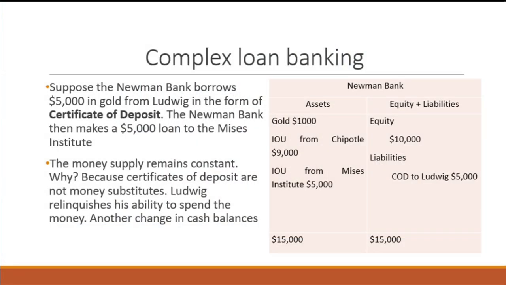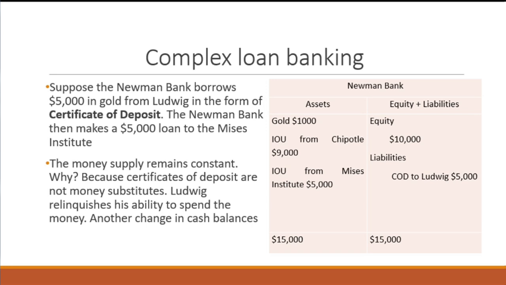We can look at a little bit more complex loan banking, where now the bank isn't lending out its own money, but it's borrowing money from someone else and then turning around and lending it. So suppose the Newman Bank borrows $5,000 in gold from a certain Ludwig in the form of a certificate of deposit, right? And then the Newman Bank makes a $5,000 loan to the Mises Institute. So Ludwig is going to loan money to his own business, the institute in honor of him. It'd be a good idea.